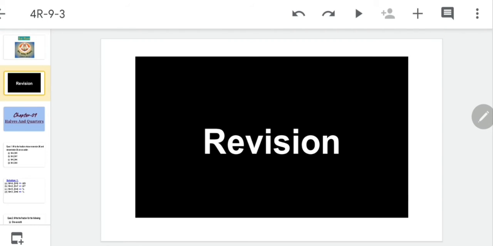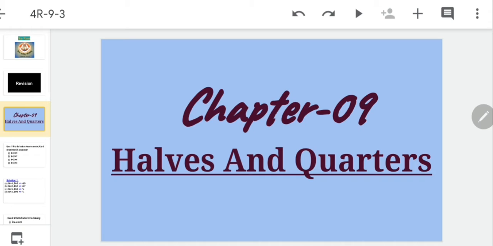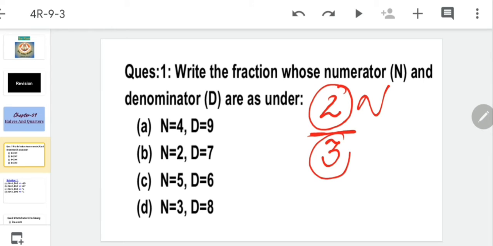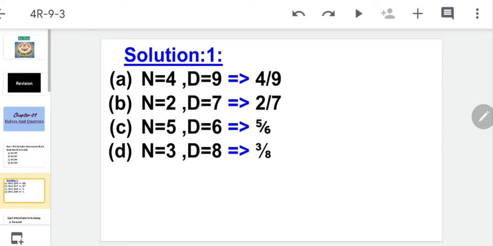So class, as we were doing revision of our chapter number 9, which is halves and quarters. The first question for today is, write the fraction whose numerator and denominator are as under. Now first recall what is numerator and denominator. If we write a fraction as 2 by 3, so in this fraction, 2 is the numerator and 3 is the denominator. So we have to write fraction for these numerator and denominator. So let's see the solution.